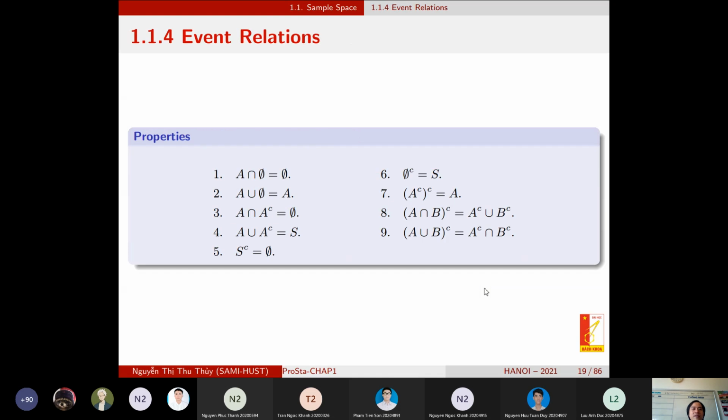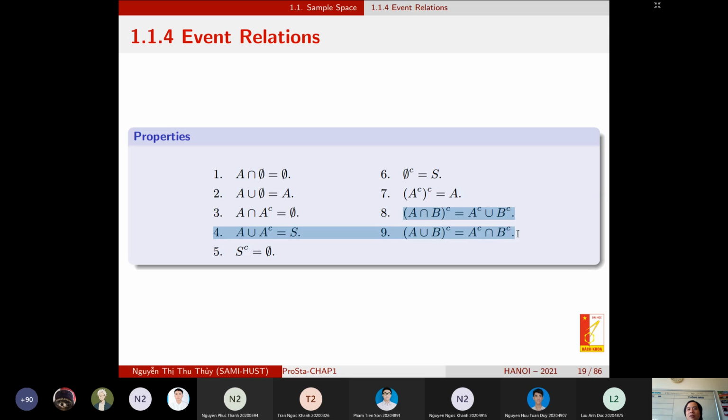Now we can easily find the properties of the relationship between union and intersection. For example, A intersect the empty set equals the empty set, the impossible event. A union the empty set equals A. That's easy. And De Morgan's rules say that the complement of A intersect B equals the union of the complements of the two.